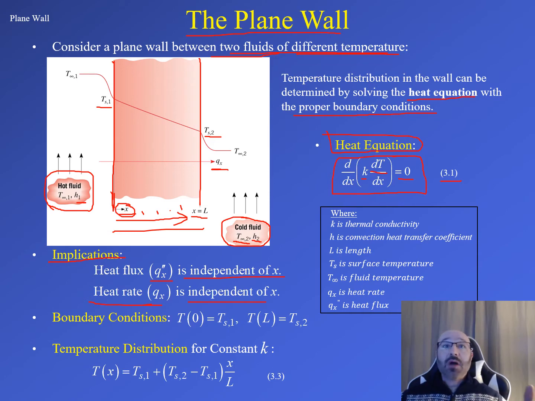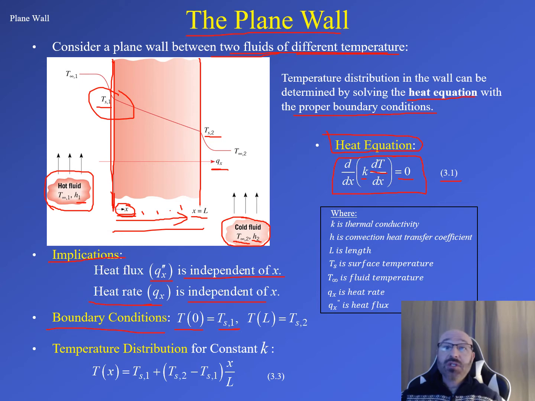So now we get into these boundary conditions. We said we have to have the proper boundary conditions in order to utilize this heat equation. Well, what are our boundary conditions? We can look at our diagram, and what we can say is at x equals 0, that means we're on this surface of our wall. So if x equals 0, our temperature T(0) is equal to Ts1, which is our surface temperature at that wall.